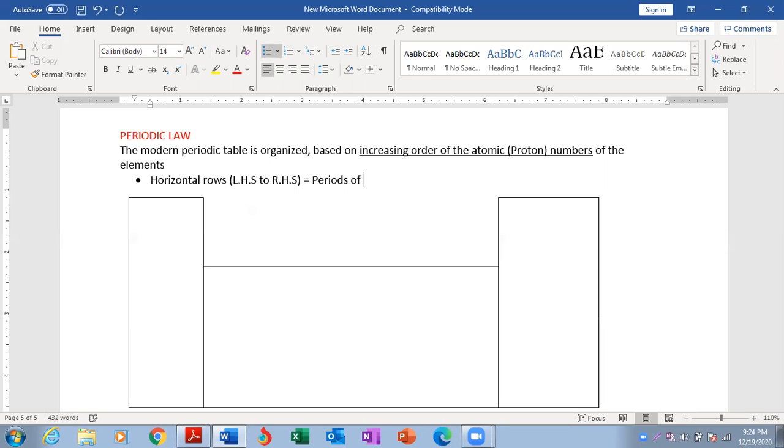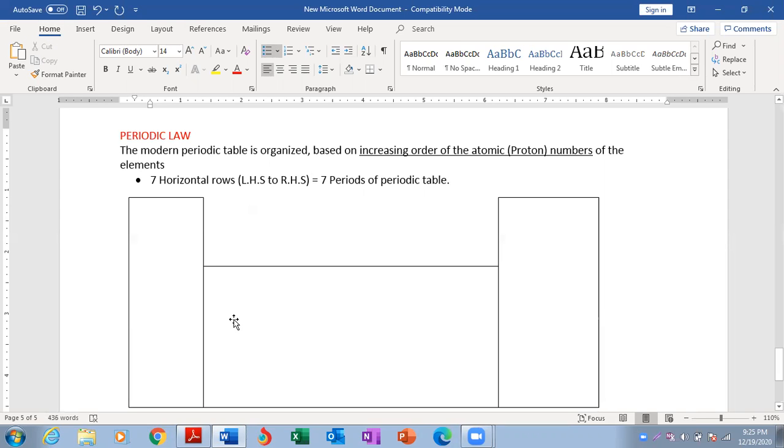Periods of the periodic table. Now I'm going to organize this: there are 7 horizontal rows. So we have 7 periods in this periodic table. How can you say there are 7 periods?